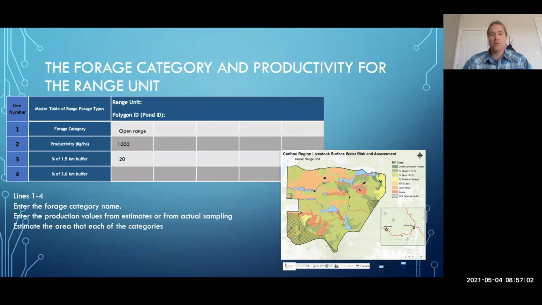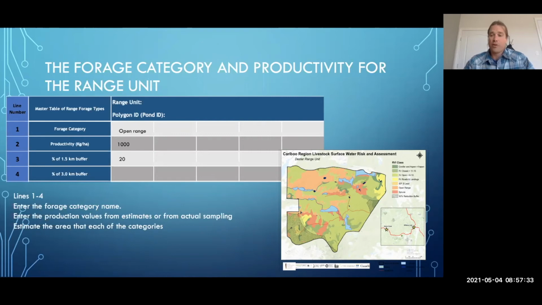So once we have a forage category and a productivity, then we can start filling in our spreadsheet to calculate carrying capacity, or to calculate the water requirement based on the number of animal units or animal unit months that are available in terms of the available forage. And so the first thing we would do is enter the forage category name.